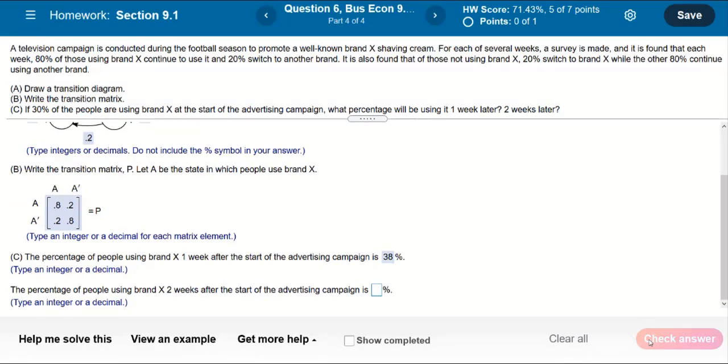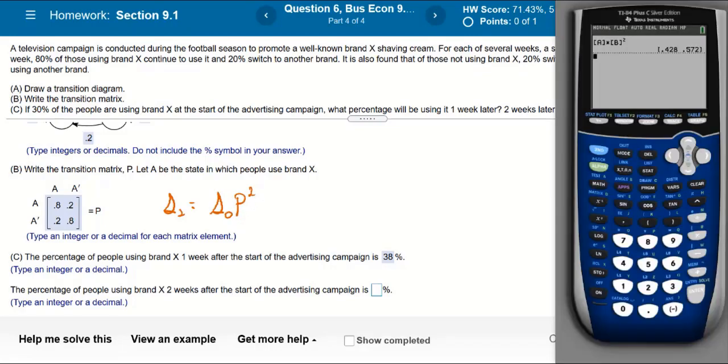After 2 weeks, we would have the initial state times P to the second power. And those that are using brand X would be in the first position of that second state matrix, 42.8%.